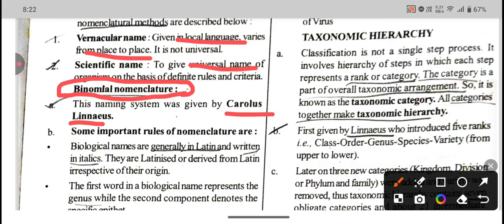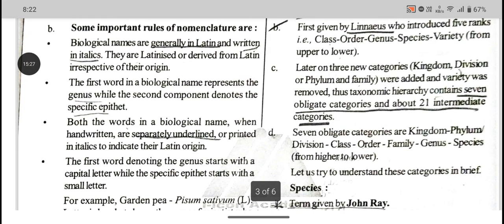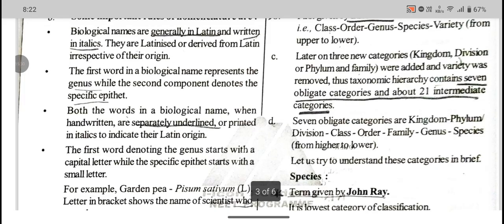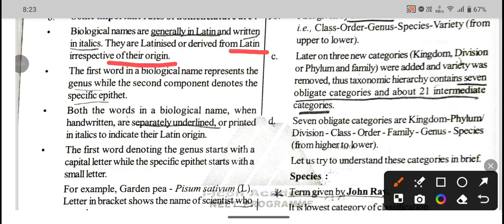Some important rules of nomenclature are: biological names are generally in Latin and written in italics, so they are Latinized or derived from Latin irrespective of their origin. The first word in a biological name represents the genus, while the second component denotes the specific epithet or species. Both words, when handwritten, are separately underlined, or printed in italics to indicate the Latin origin. The first word, the genus, starts with a capital letter, and the specific epithet starts with a small letter.